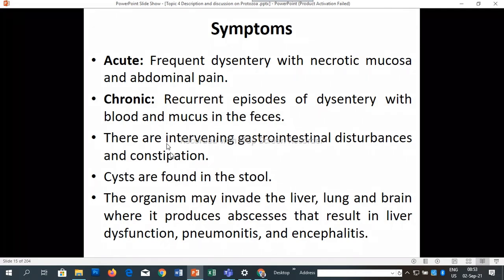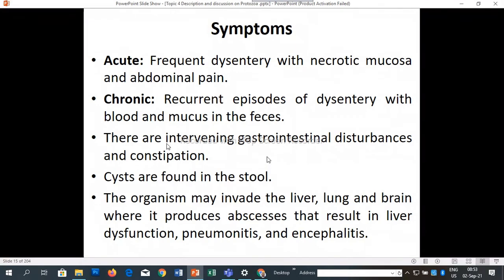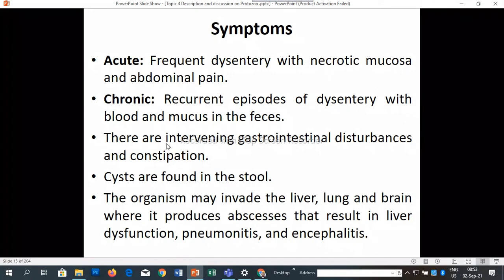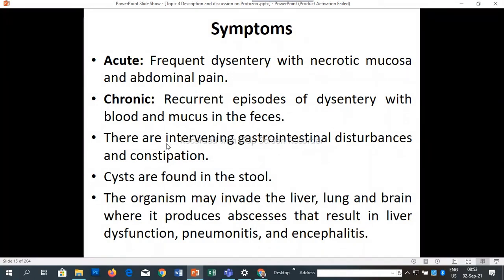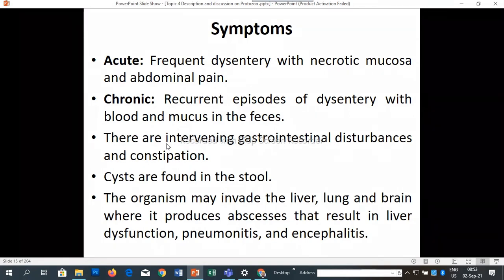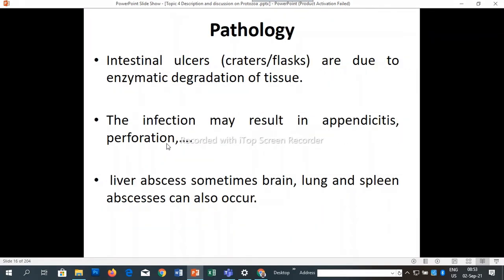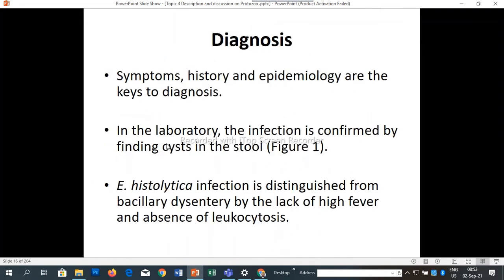There are intervening gastrointestinal disturbances and sometimes constipation. Cysts are found in stool. The organism may invade the liver, lung, and brain, where it produces abscesses that result in liver dysfunction, pneumonitis, and encephalitis. Those complications can progress to death. Intestinal ulcers are due to enzymatic degradation of the tissue produced by Entamoeba histolytica, and infection may result in appendicitis, perforation, liver abscess, sometimes brain abscess, lung and spleen abscess, and so on.